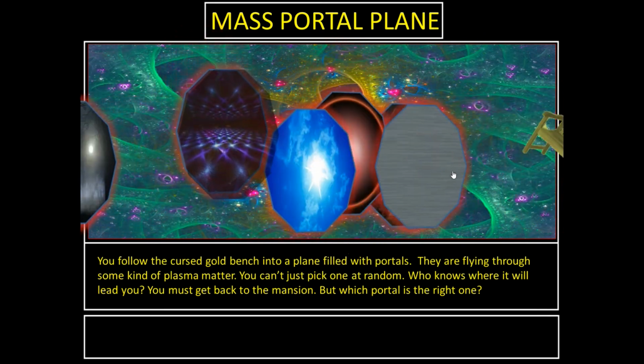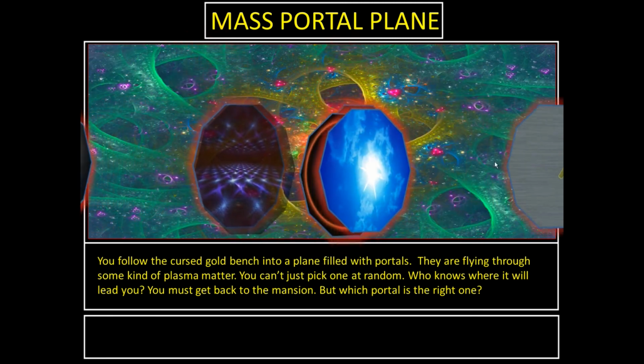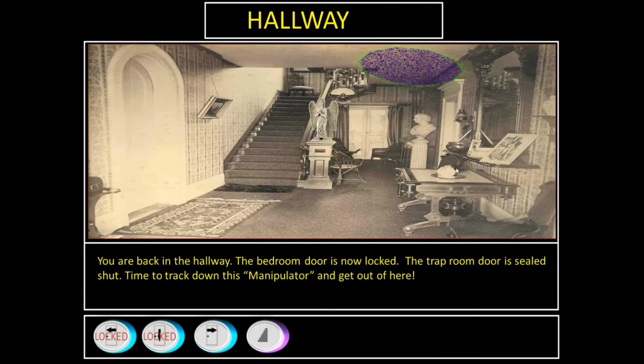Okay, let's go back to the mansion. Here. I missed it. There. Got it. You're back in the hallway. The bedroom door is now locked. The trapped room door is sealed shut. Time to track down this manipulator and get out of here. But I want to go back in the bedroom. I want to go back to the trapped room. Okay, we can go right or stairs. We can no longer click on anything in here, so let's go to the stairs.